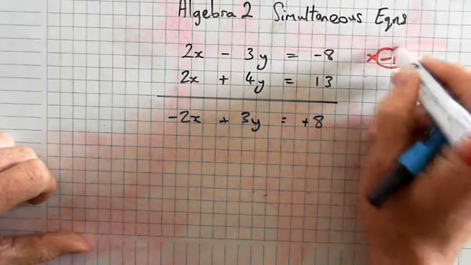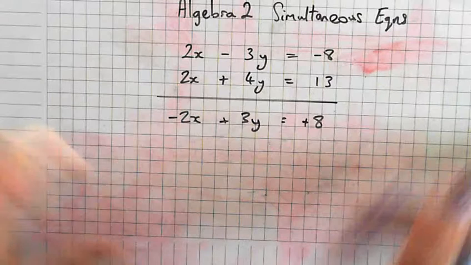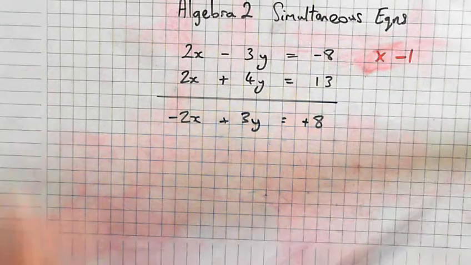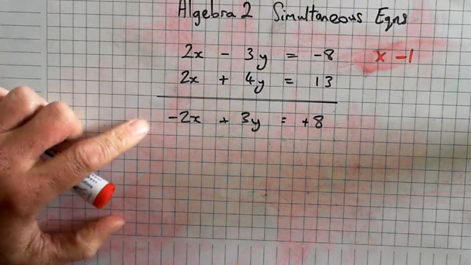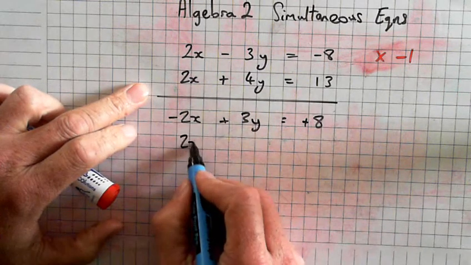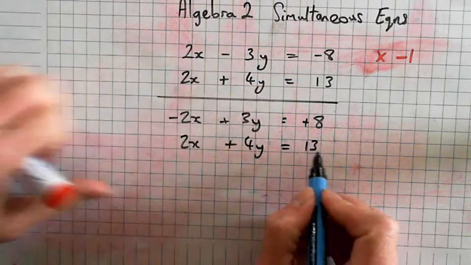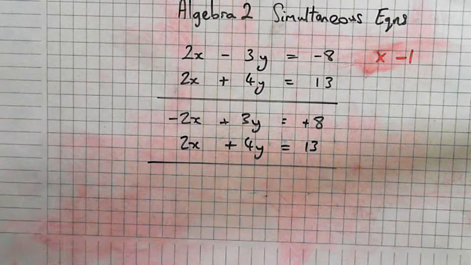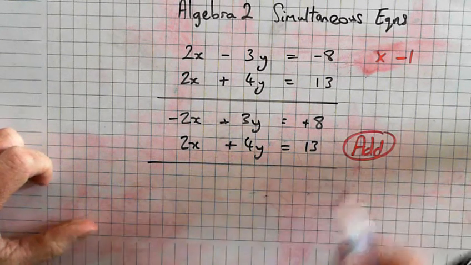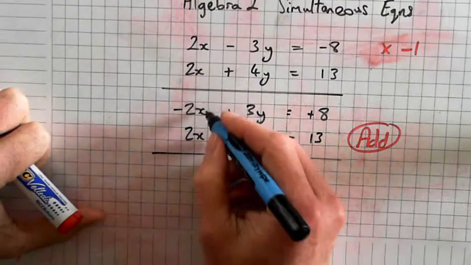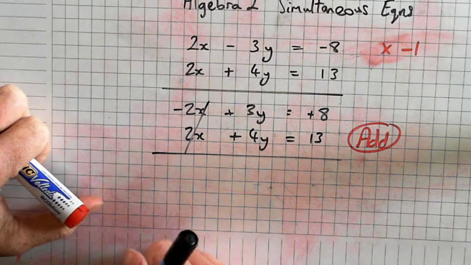I'll leave it there, okay. We multiply by minus 1. Times minus 1. So multiplying by minus 1 has the effect of changing the signs. I'll write the second line as normal. And what you have to do now is just add. And when you add, it becomes 0x, so it has an effect of cancelling.